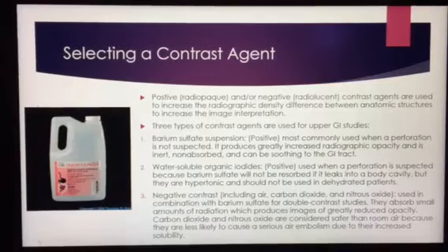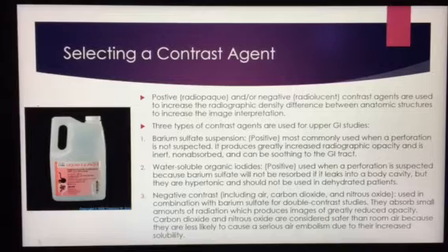Selecting a contrast agent. Positive and/or negative contrast agents are used to increase the radiographic density difference between anatomic structures to increase the image interpretation. 3 types of contrast agents are used for upper GI studies. Barium sulfate suspension is a positive contrast agent that is most commonly used when a perforation is not suspected. It produces greatly increased radiographic opacity and is inert, non-absorbed, and can be soothing to the GI tract.